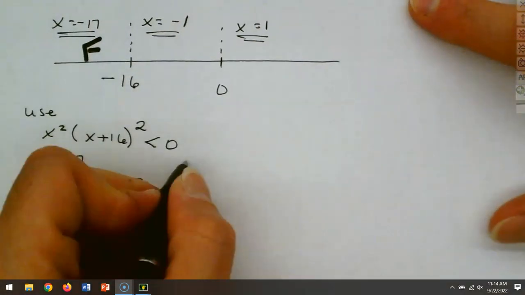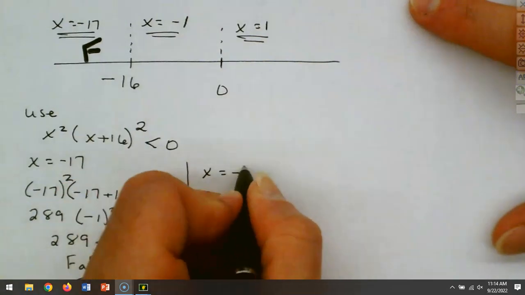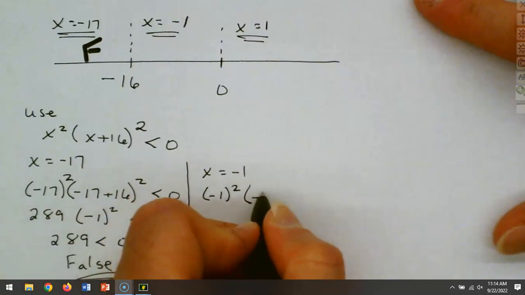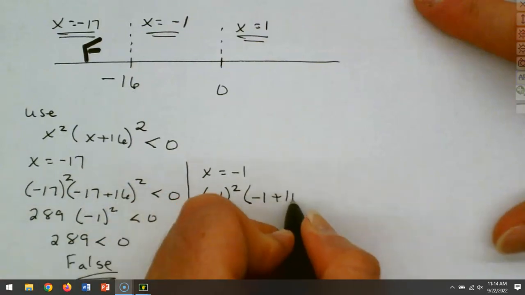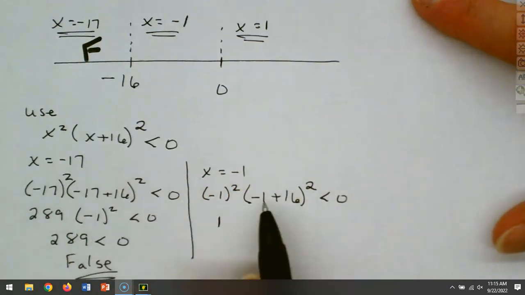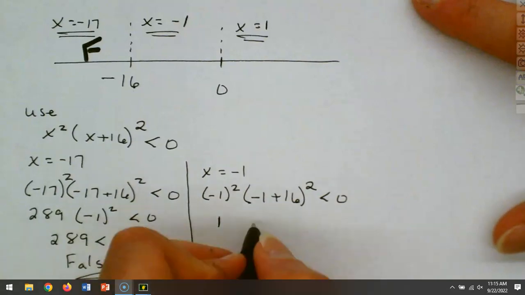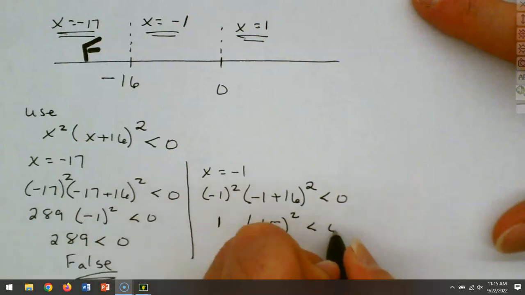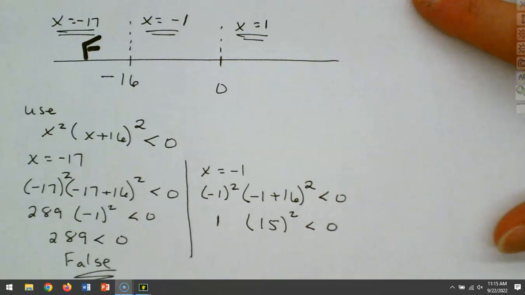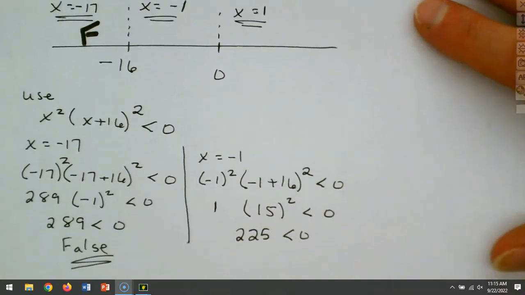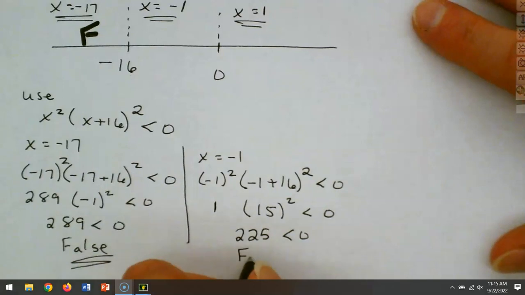Check negative 1. Negative 1 squared times negative 1 plus 16 squared. Negative 1 squared is 1. Negative 1 plus 16, that's a 15 squared. And what do we know about 15 squared? Positive again. So that's 225. And is that less than 0? Is 225 smaller than 0? No, that would be false again.